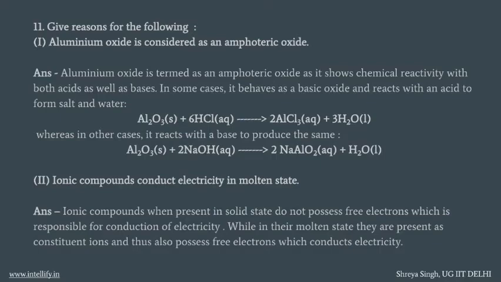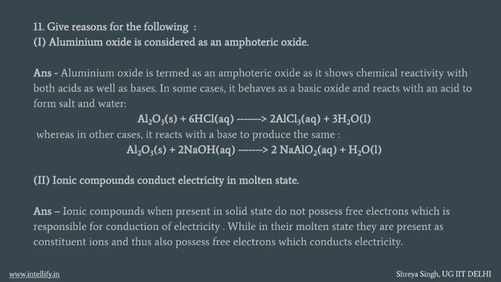Next question is give reason for the following, and the first question is aluminium oxide is considered as an amphoteric oxide. So amphoteric oxides are those oxides which react with acids and bases both. So aluminium oxide shows chemical reactivity with both acids and bases. When it reacts with an acid like HCl, then it forms salt and water, and when it reacts with a base, it produces the same salt and water. So it reacts with both. That is why it is known as an amphoteric oxide.